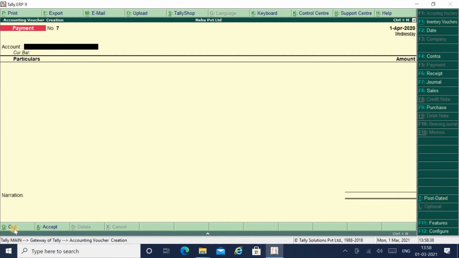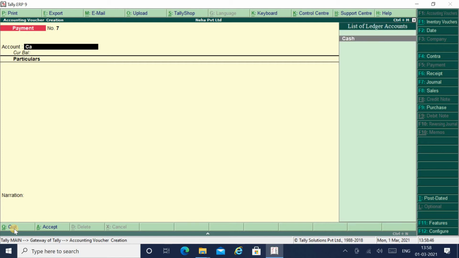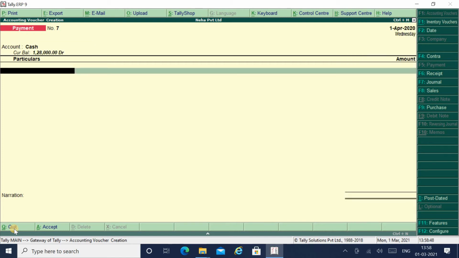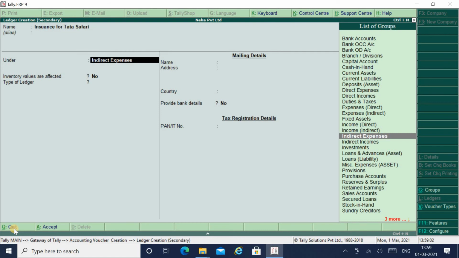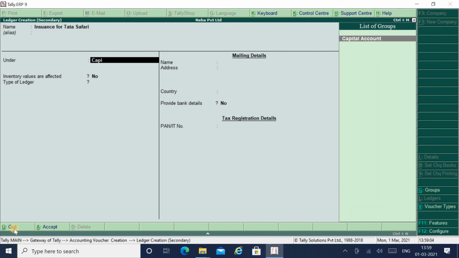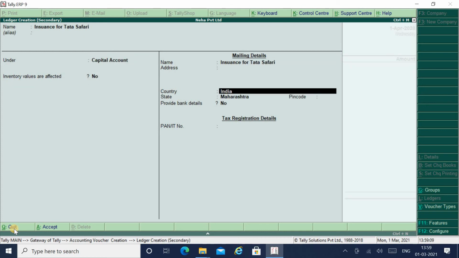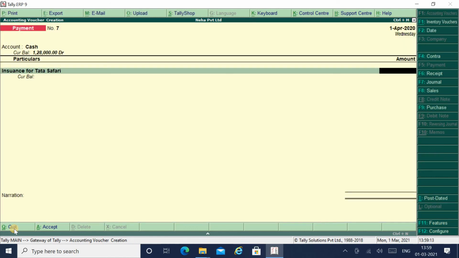Alright. Now, as I said that I am having another car as Tata Safari and I made the payment of Tata Safari insurance. Then how I have to pass the journal entry? If Tata Safari is not reflected in my books of account, then you have to make the journal entry in payment voucher only. Okay, name the ledger as insurance for Tata Safari, okay, and group it under capital account. Okay, so you paid 9,000 rupees.